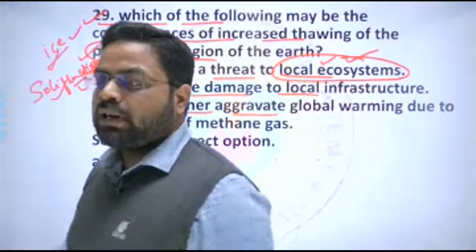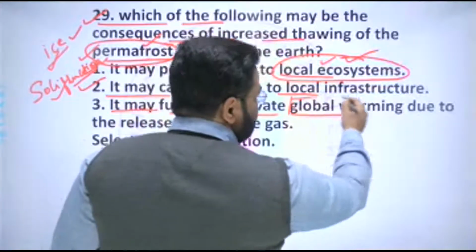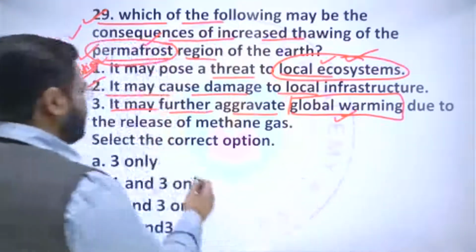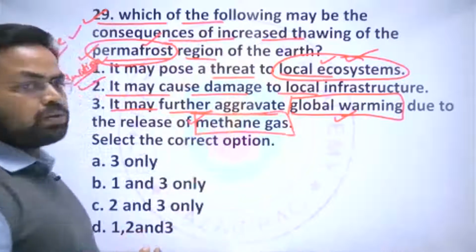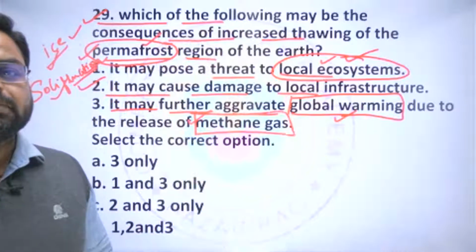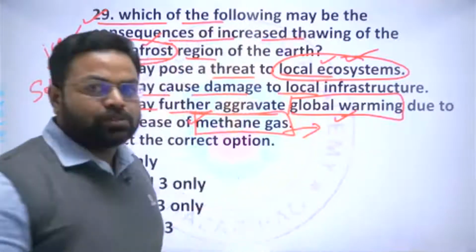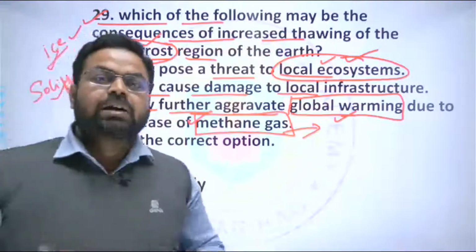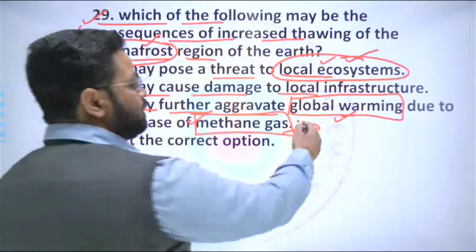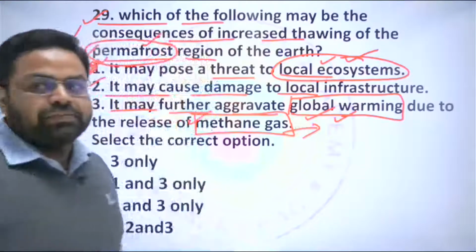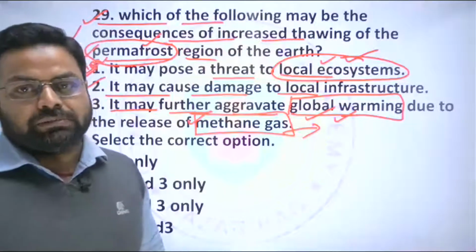The next statement says that it may further aggravate global warming. Why will it aggravate global warming? Definitely because there are various gases trapped in the permafrost region, and the major gas that will cause global warming is methane, because methane has the highest global warming potential, the carbon equivalent per ton. And because of that, what will happen? There will be an increase in the mean average temperature of the earth, and that will cause global warming, right?